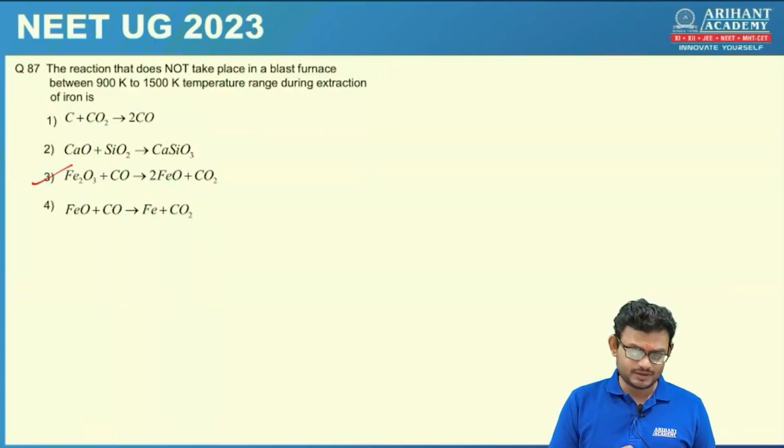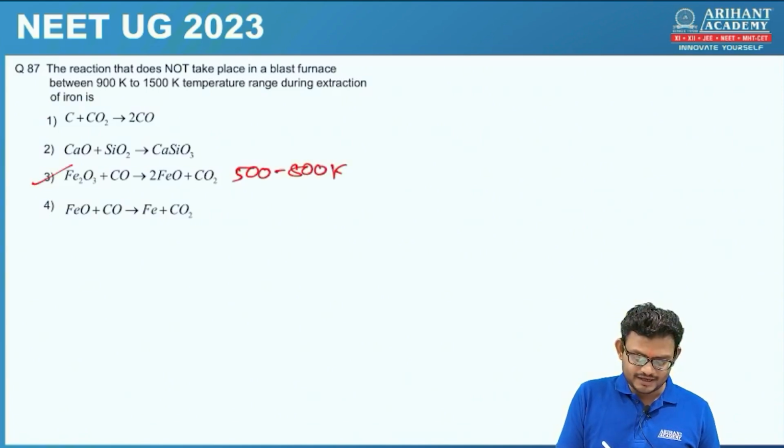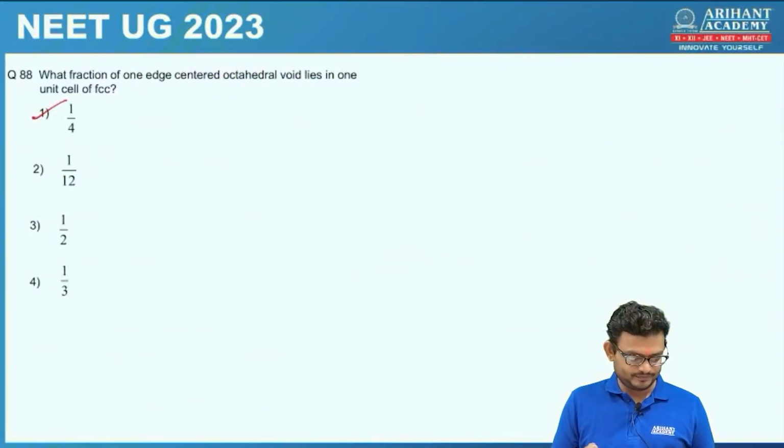Again a theoretical question. The reaction that does not take place in a blast furnace between 900 Kelvin to 1500 Kelvin temperature range during extraction of iron. So we can clearly see it is the third option, and that reaction occurs at around 500 to 800 Kelvin. The rest others occur at 900 to 1500. So option C is the correct one. Let's move to the next one.